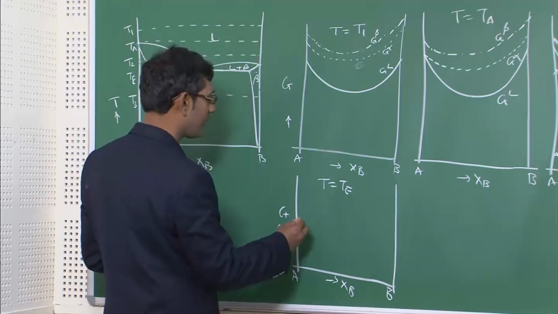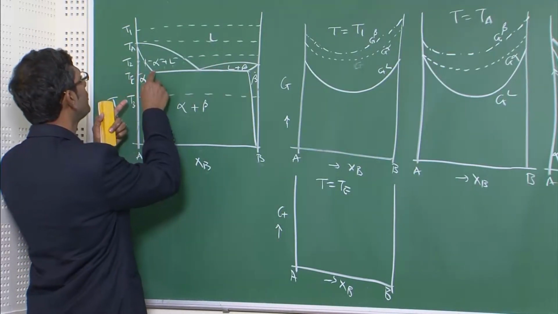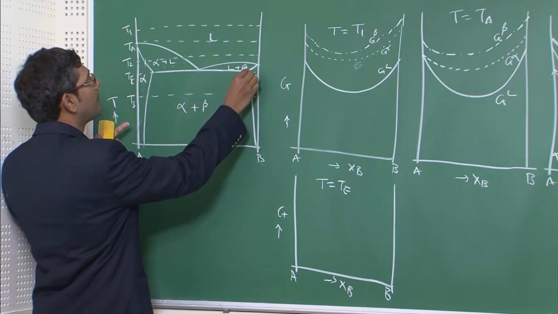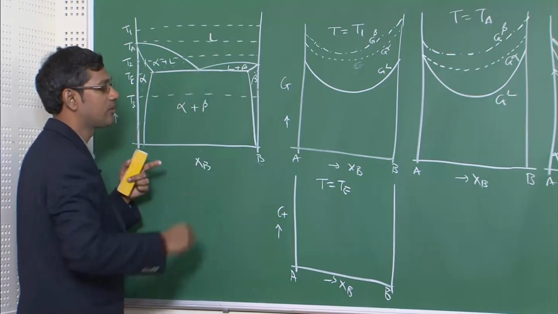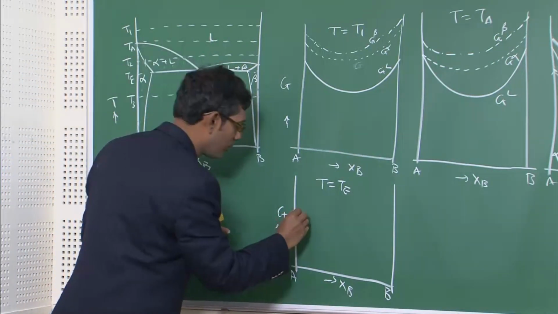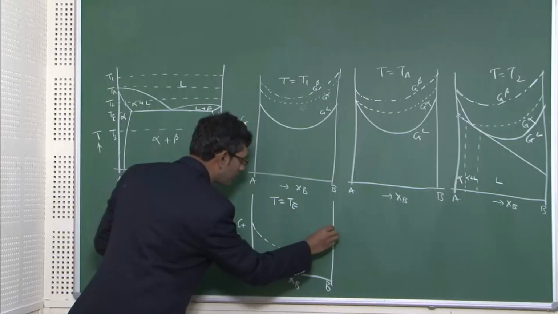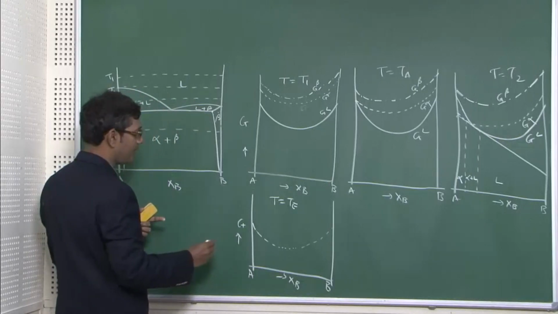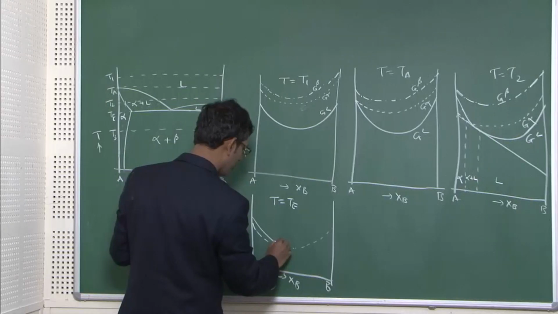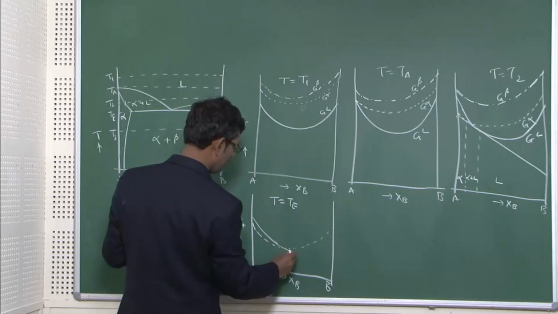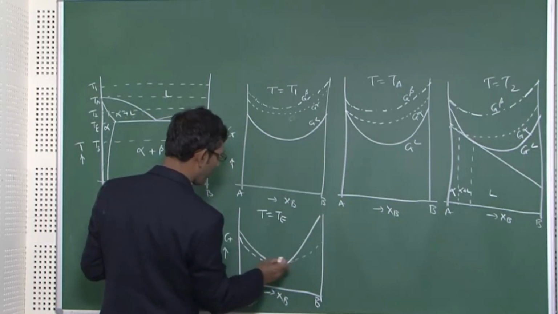So let me first draw, because at this new temperature you can see that till this composition, from this to this, solid alpha is stable, from this to this solid beta is stable, and only in this part are these three phases at equilibrium. So let me just draw the solid alpha curve, okay, and then I draw the liquid crossover. Liquid will be like this, and then I draw the beta.